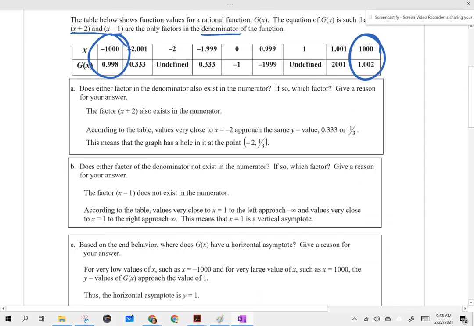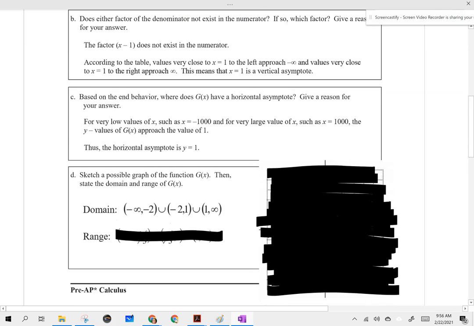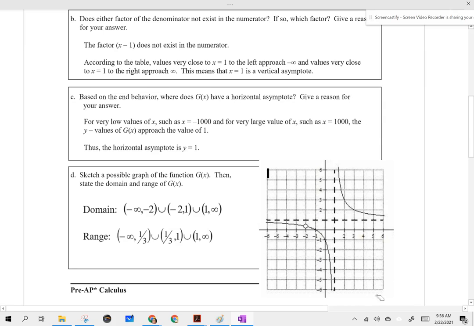And then the range is everything except where the y value of the hole is, all right, which we've established in part A, as well as that horizontal asymptote. So we should be able to calculate the domain and the range first, and then we should also be able to confirm our sketch. All right, so this is what your graph should look like.